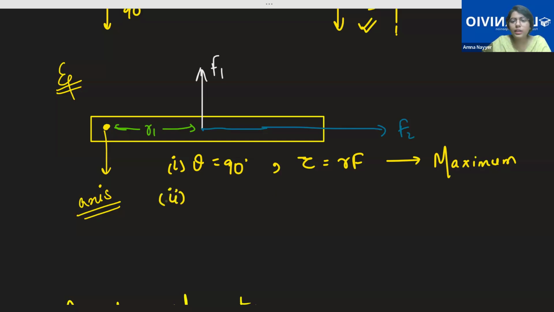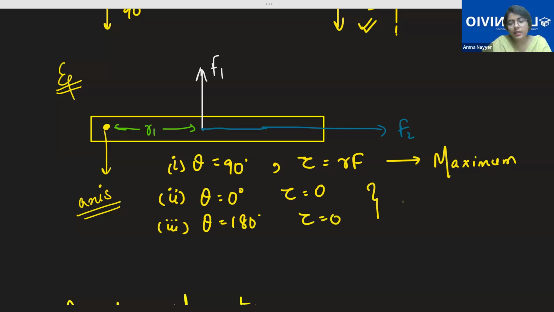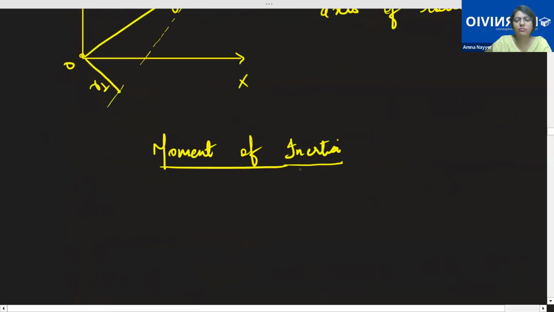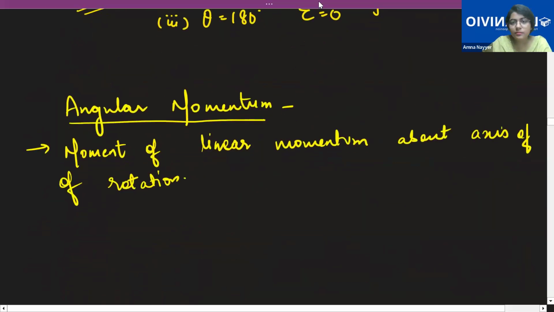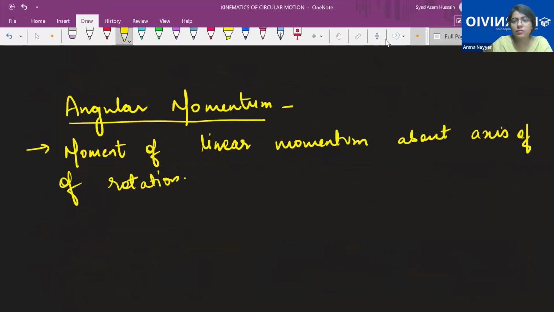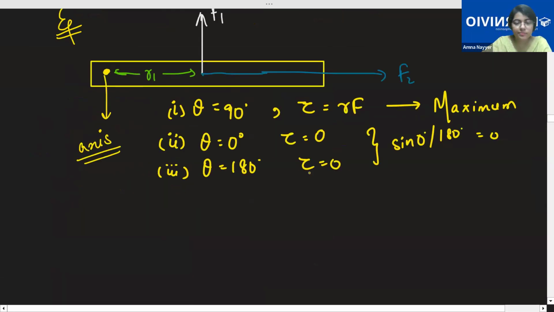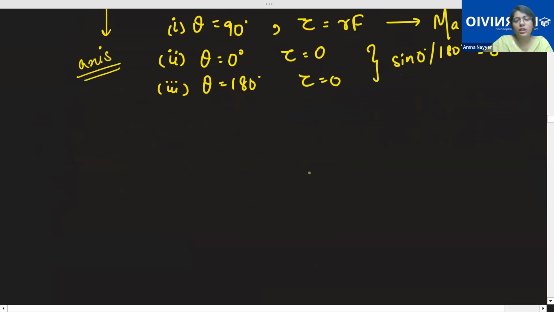Second, and I'll tell you one more thing, how can it be increased? If theta is 0 degree, your torque will be 0. If theta is 180 degree, third case, the torque will be 0. Because sine 0 degree or sine 180 degree is 0, that's why it is 0. Now, one more thing before we begin angular momentum. Ma'am, what's sine 180 degree? 0. That's also 0. Oh, okay. So because of that, the torque that is applied is 0.